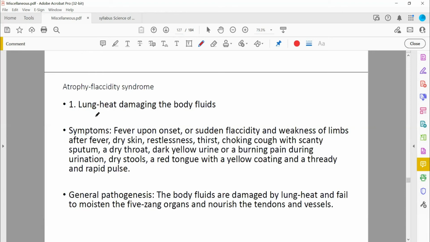The first one, lung heat damaging the body fluids. Symptoms: fever upon onset, or sudden flaccidity and weakness of the limbs after fever, dry skin, restlessness, thirst, choking cough with scanty sputum, dry throat, dark yellow urine, or a burning pain during urination, dry stools, a red tongue with a yellow coating, and thready and rapid pulse.